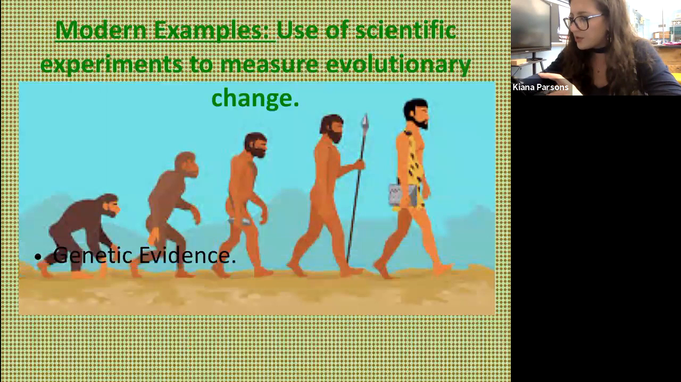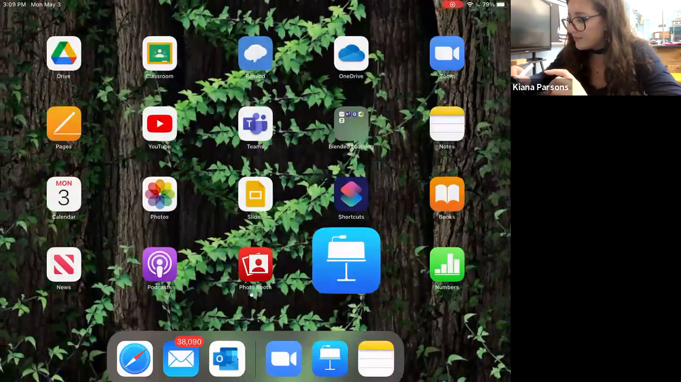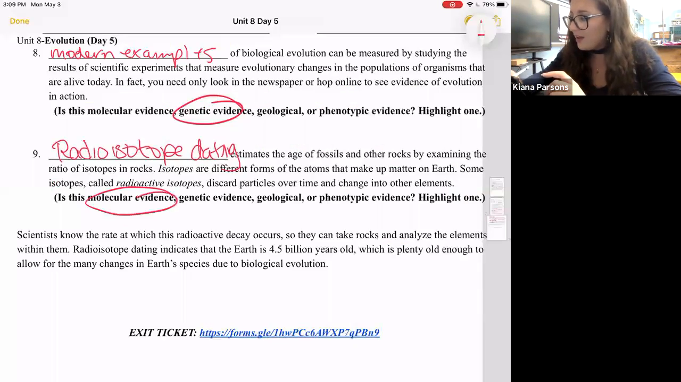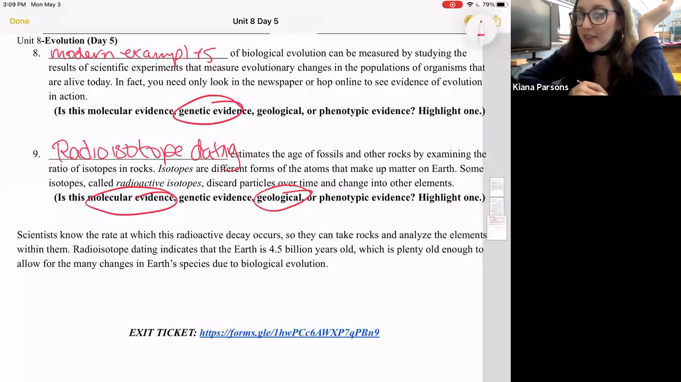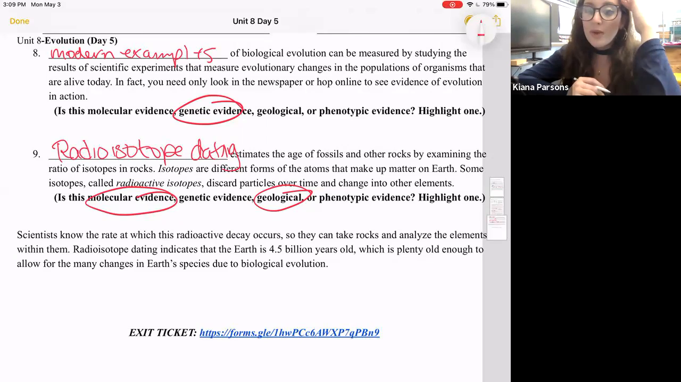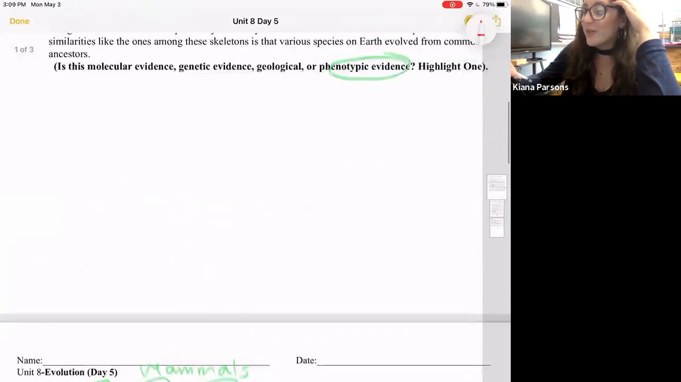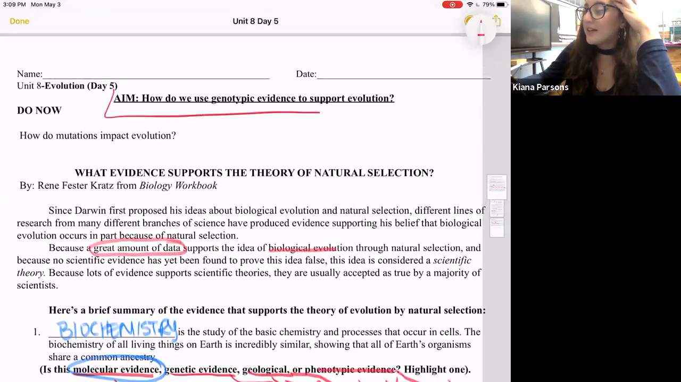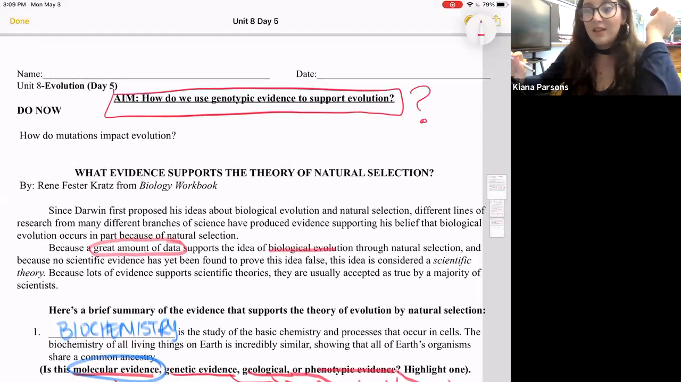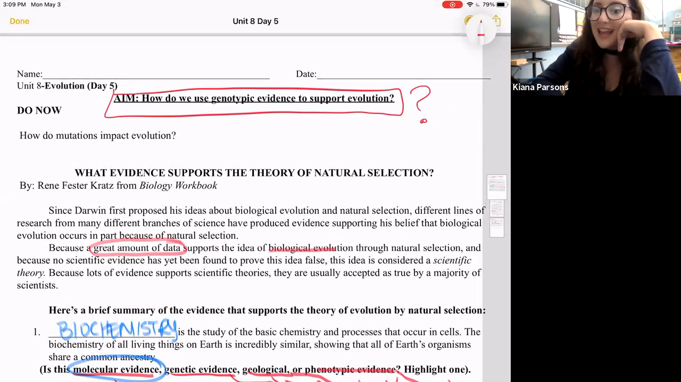I just like the slideshow so much, I have to keep going through it. Oh my gosh. Okay. Well, you know what? That was a journey, but we made it here together, ladies and gentlemen. I hope you enjoyed or made some sense of Unit 8, Day 5 through those various examples. But we got there, folks. So, how do we use genotypic evidence to support evolution? Have a great day. See you all on Zoom on Thursday. Bye, guys.